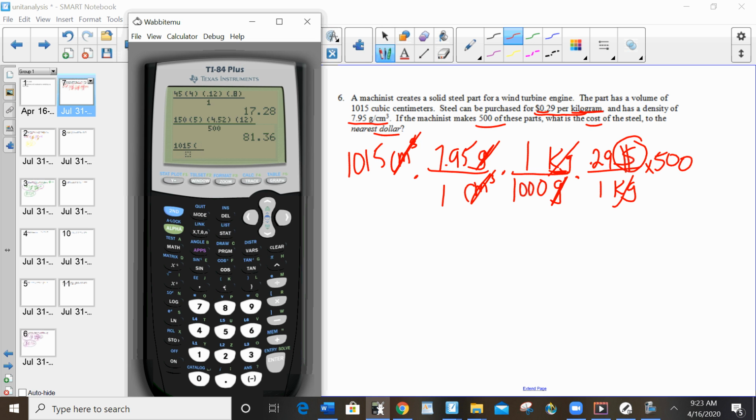1015, 7.95, 1. You don't have to write the 1 since anything times 1 is itself, but I'm just going to type it anyway. 500. My bottom, I have 1,000. To the nearest dollar is the nearest whole number, which is 1170.